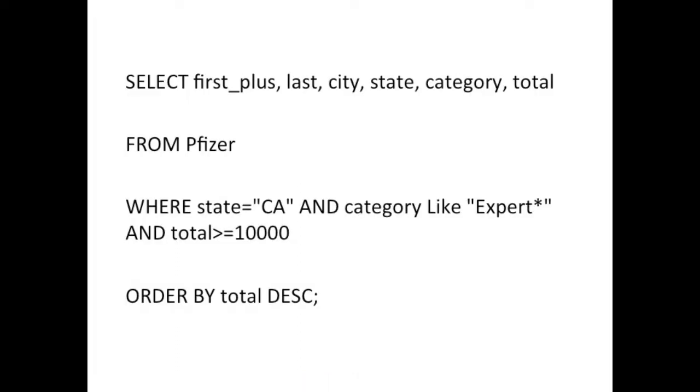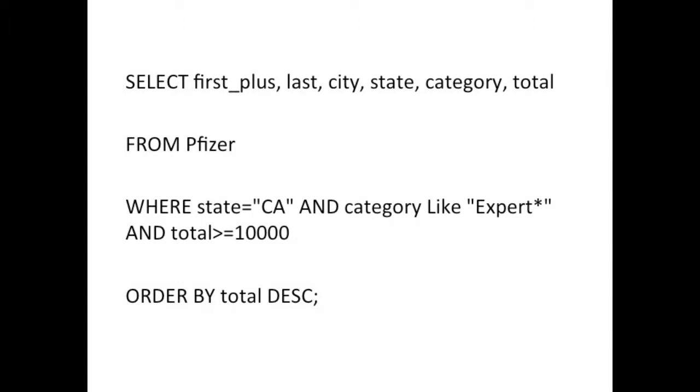So if we look at this query, you'll see first there is a select statement. Select the fields we want. So we have first underscore plus, comma last, comma city, and so on. Fields are separated by commas. The next thing is from. That defines the table the fields come from. So here it's from Pfizer.